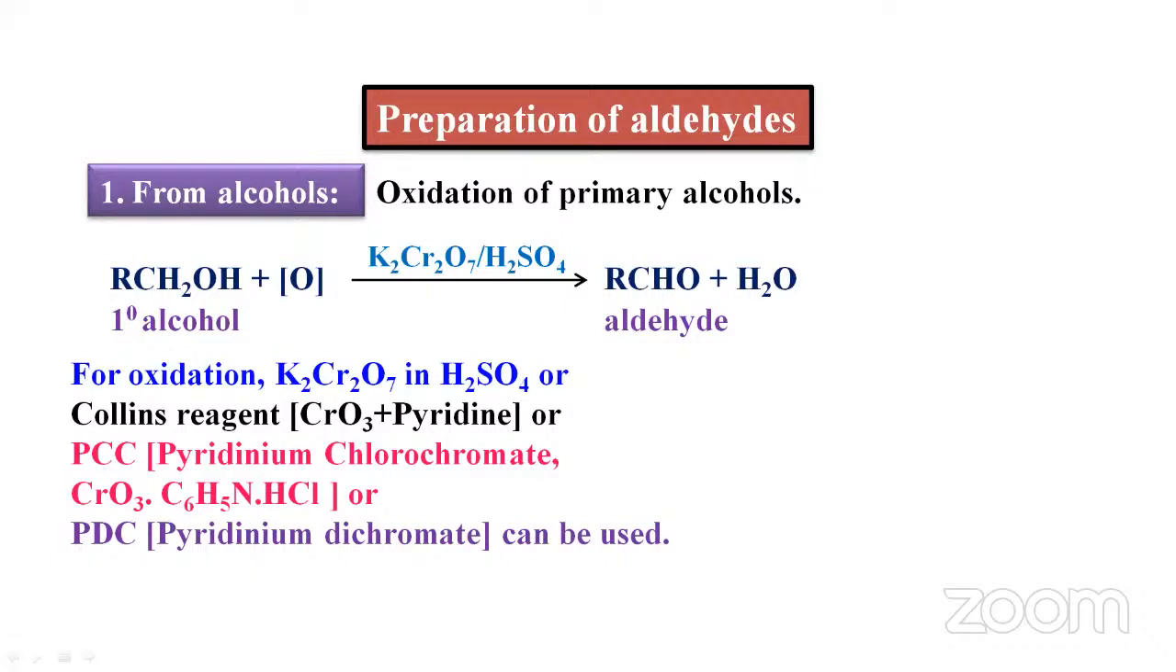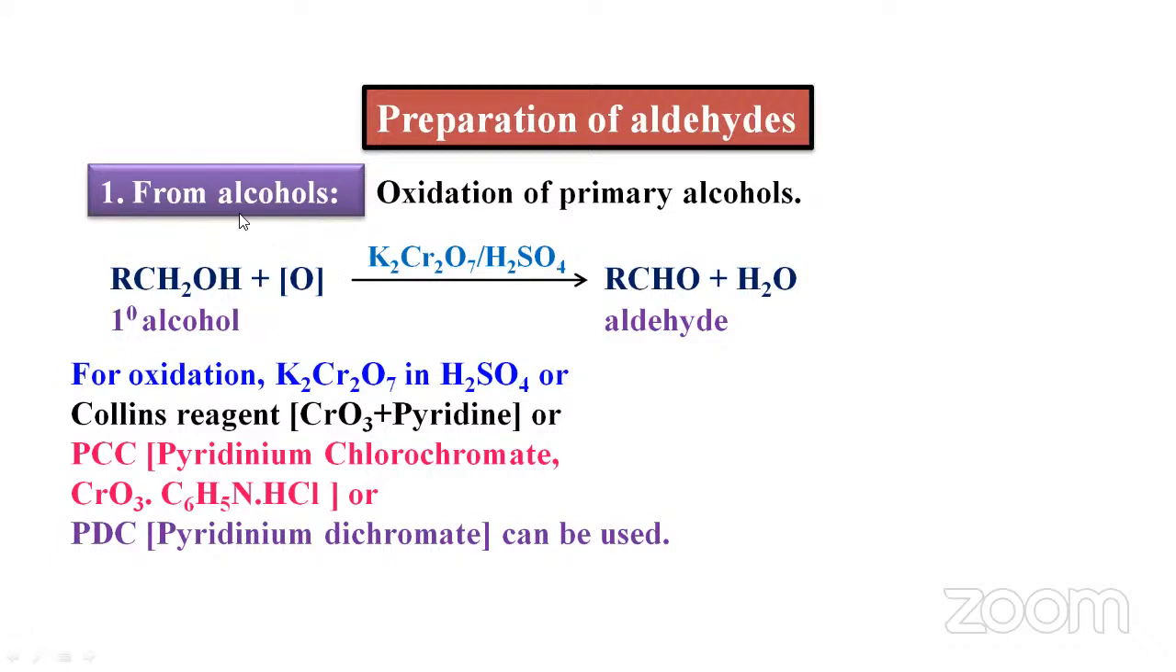Now you know the meaning of oxidation. We are going to add oxygen to an alcohol and we get an aldehyde. Here is the first reaction: oxidation of primary alcohols. Why is it said to be a primary alcohol? The OH group is attached to a carbon which is attached to only one other carbon, so it is called a primary alcohol.